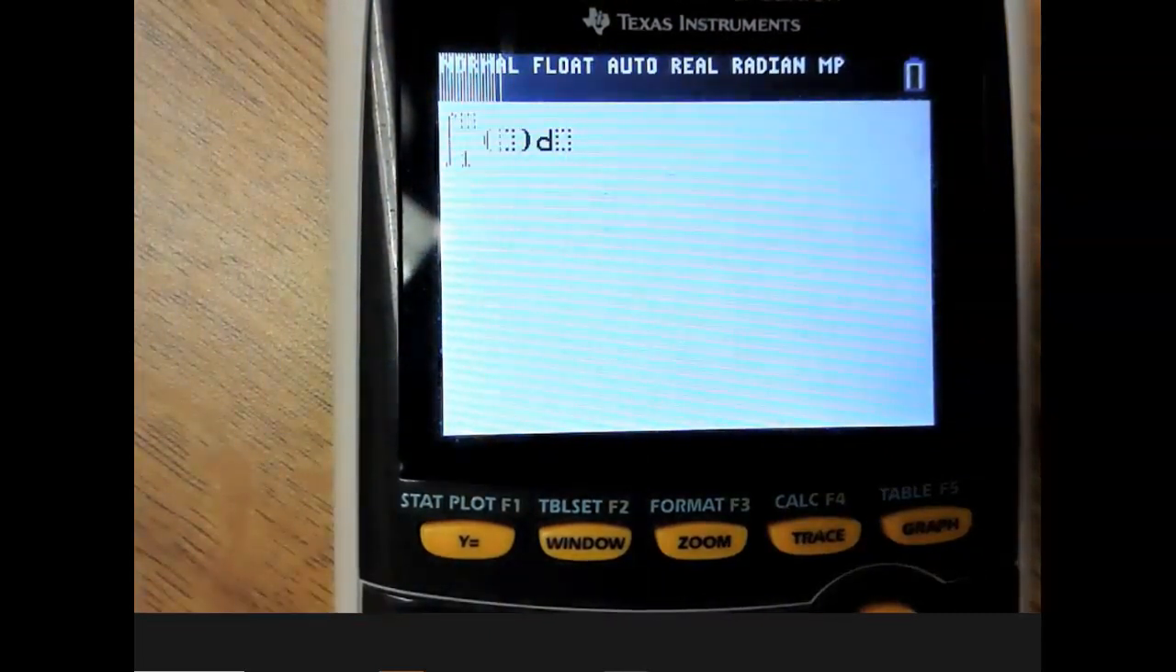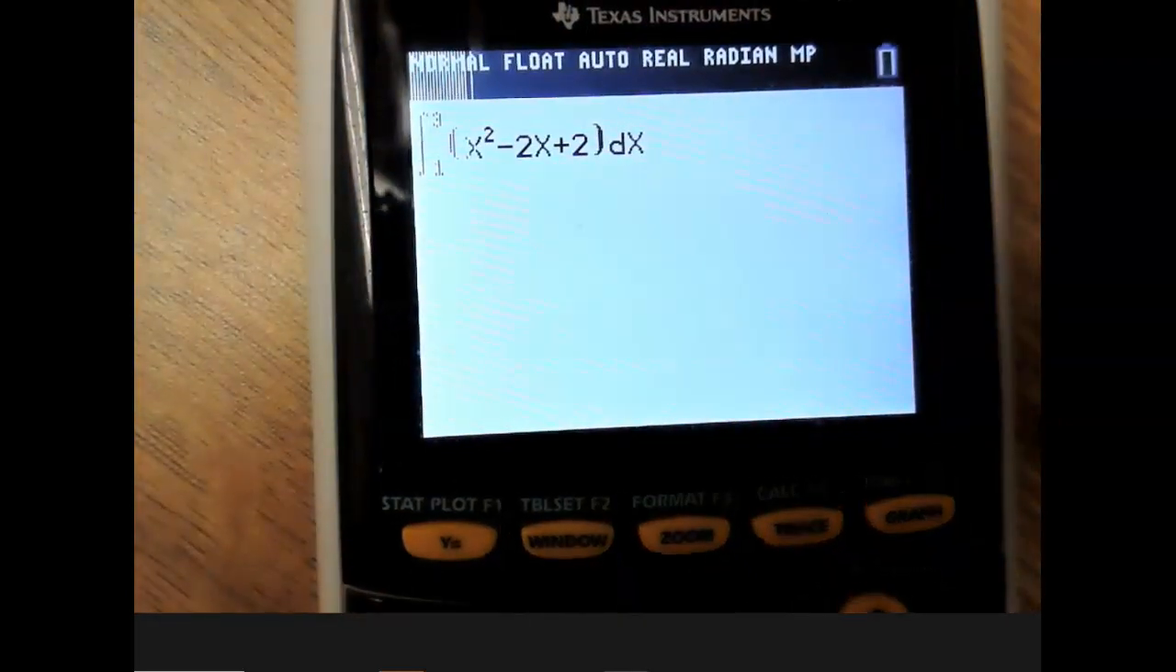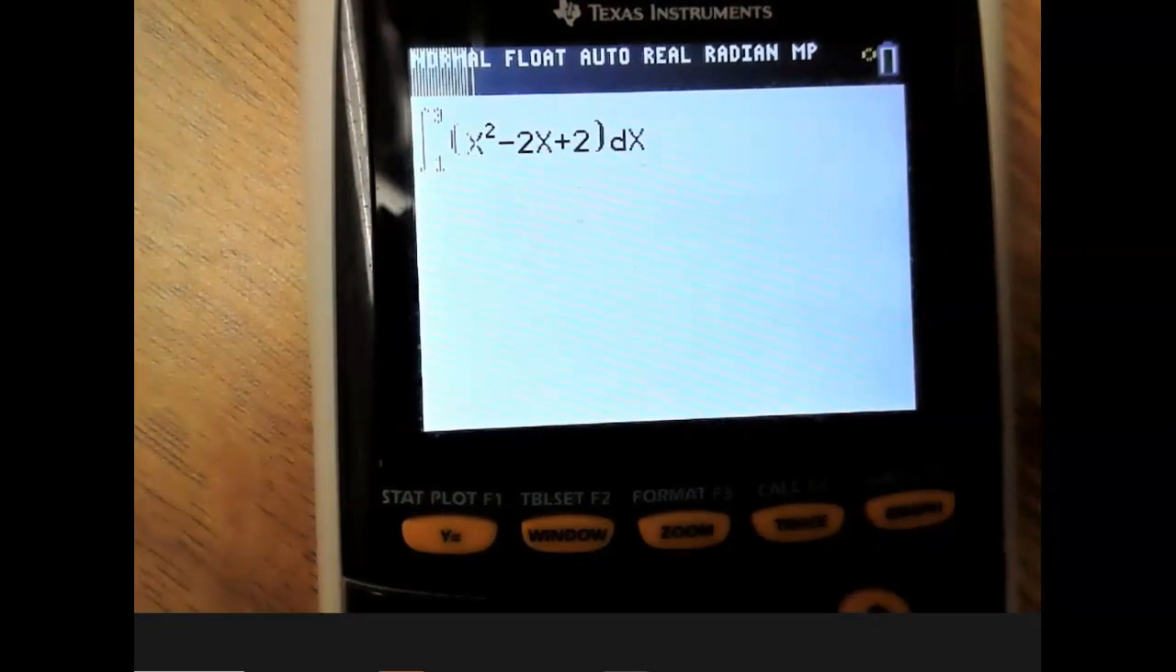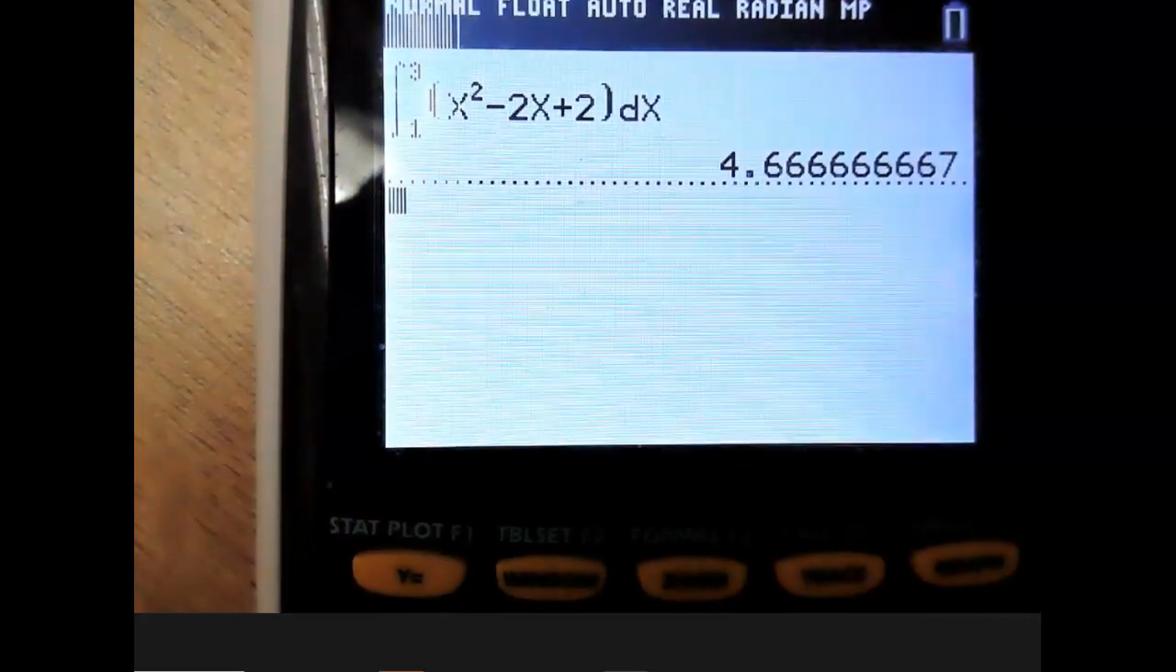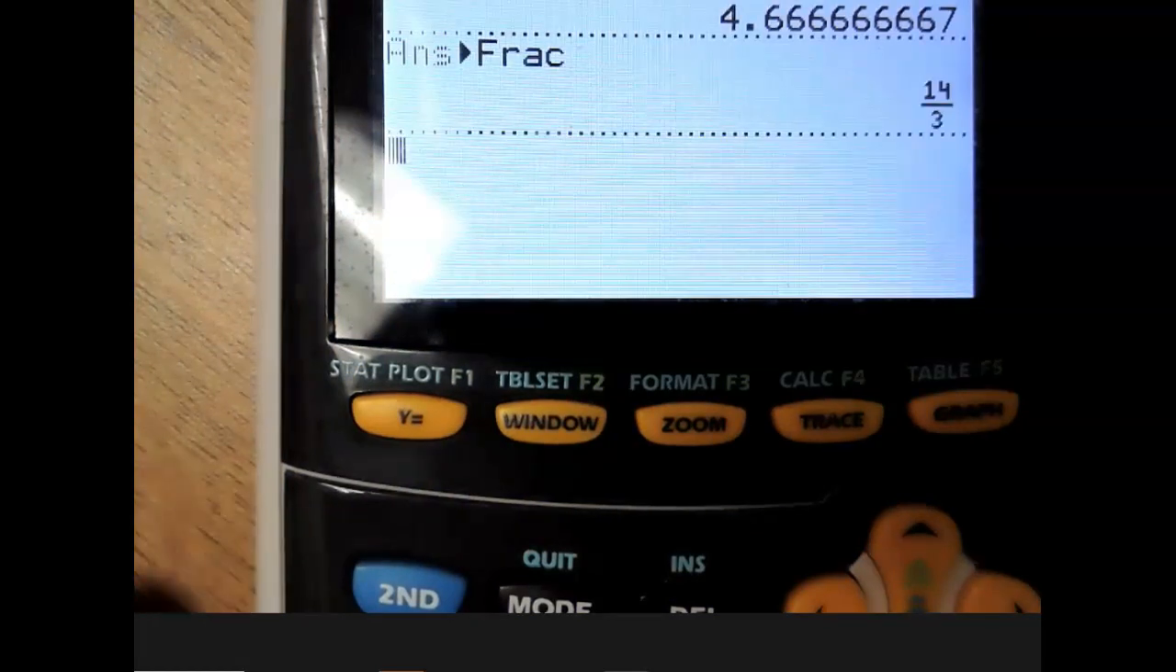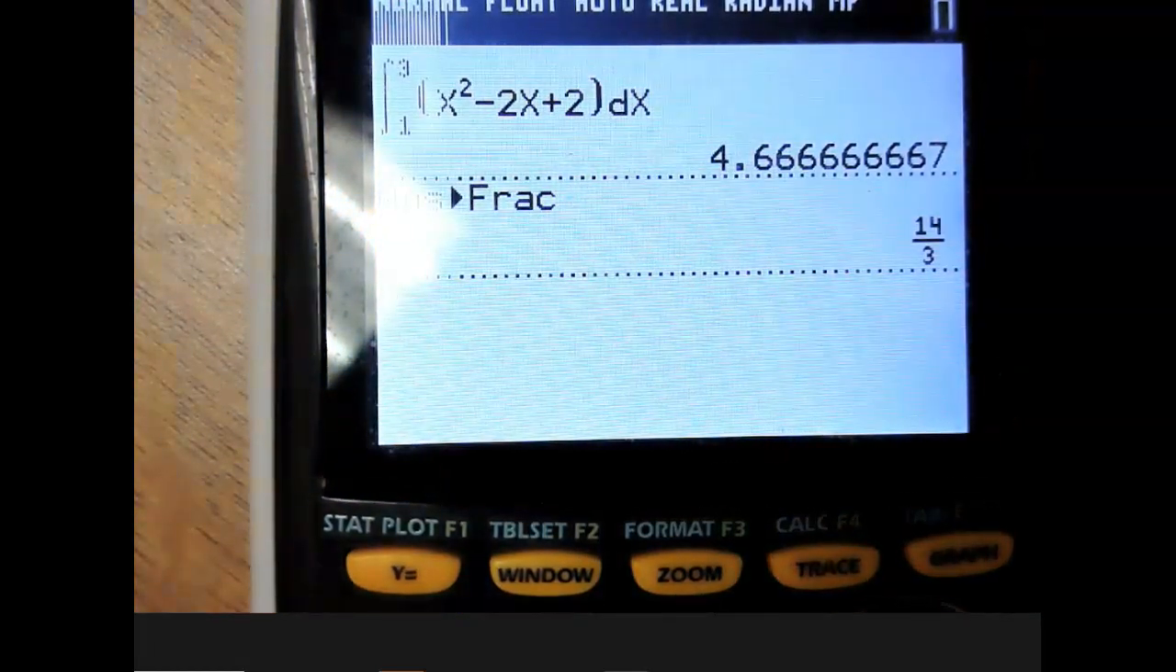You're going to type 1 for the lower, 3 for the upper. You type the function in here, so it's x squared minus 2x plus 2. And then after the d is the x, because we're taking the derivative of this function with respect to variable x. And once again, we see that it gives me a value of 4.666. You could hit math, enter, enter, and it would turn that into a fraction.